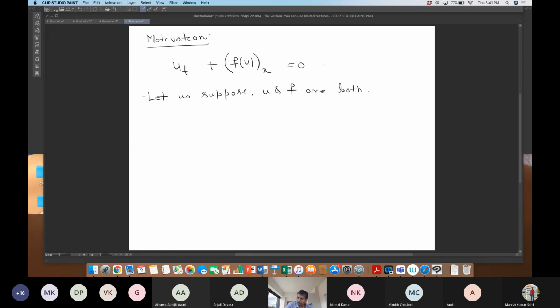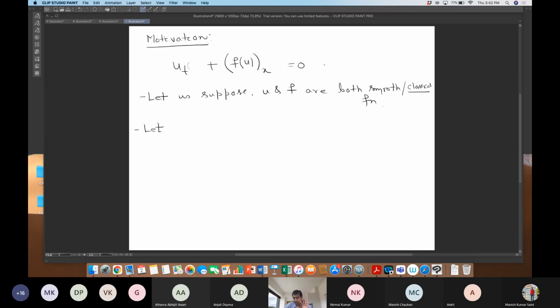Let us assume u is a smooth function. That is, you can define it pointwise, like a classical solution, and f is also smooth. So everything makes sense here in the pointwise sense, because u at (x,t), everything makes sense. Okay, clear?